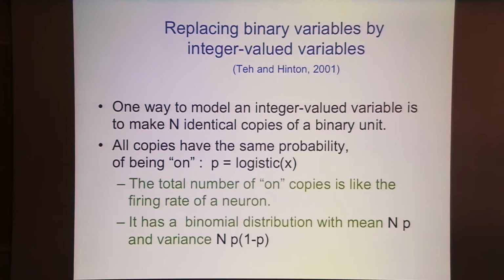But there's a little twist on this that works much better. Notice there's no extra computation here. You compute this logistic of the total input that a unit gets once, so you get p, and then you just say the number of copies is a binomial whose expected value is np, and you can sample from that.